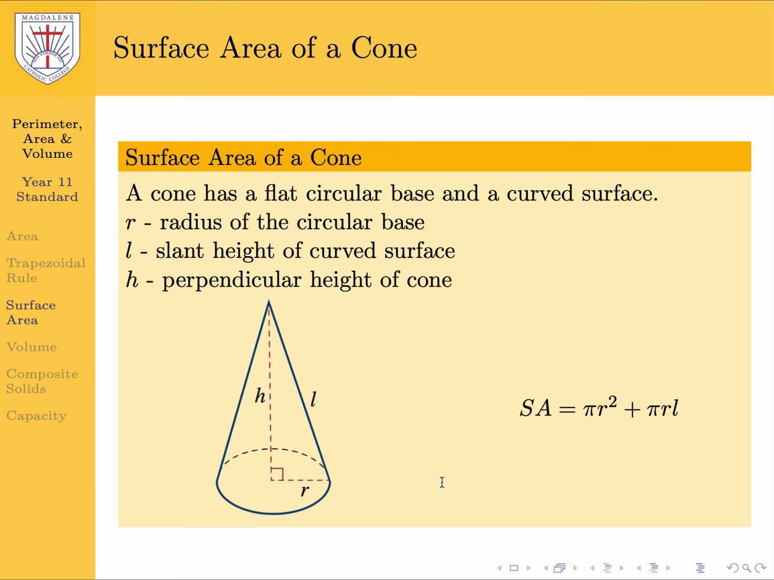Now we're going to transfer back over to the cone. So looking at this diagram, a cone has a flat circular base and a curved surface. Here we've got R, which is the radius of the circular base. We've got L, which is the slant height of the curved surface, and H, which is the perpendicular height of the cone. And the formula that we use is the surface area is pi r squared, because that's the circle. And then to get the area of this curved surface, it's pi times r times the slant height. So we're not actually using the height in this formula.